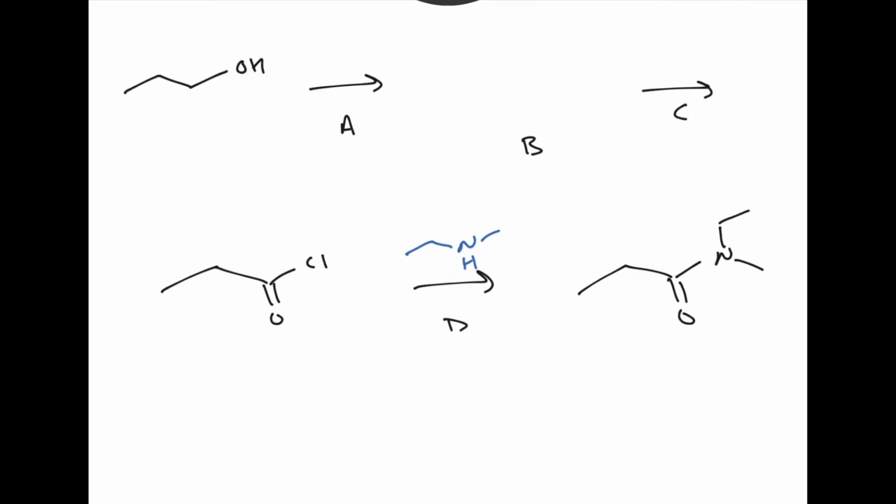So we know we need a secondary amine to turn an acid chloride into a tertiary amide. So if we have that, where do acid chlorides come from? Yep, it comes from thionyl chloride, SOCl2. What does that have to react with? A carboxylic acid, right?